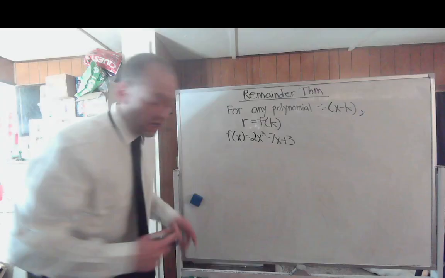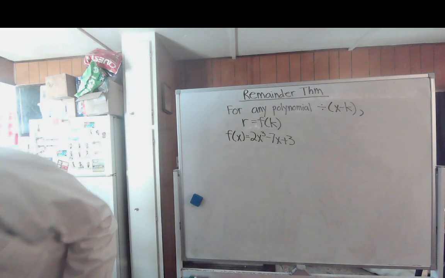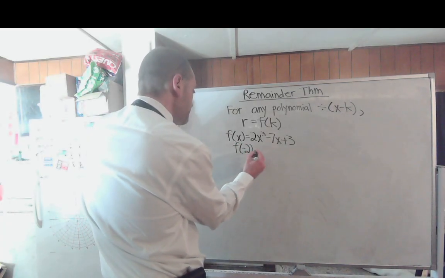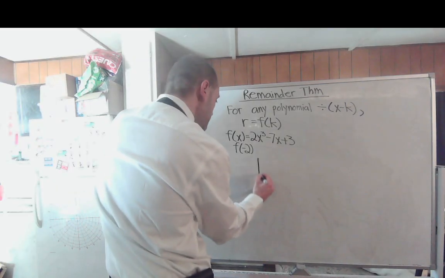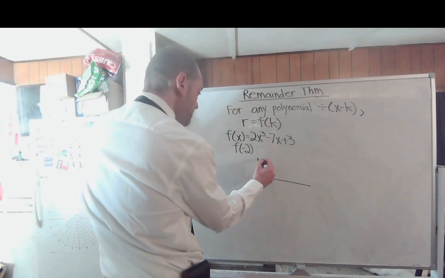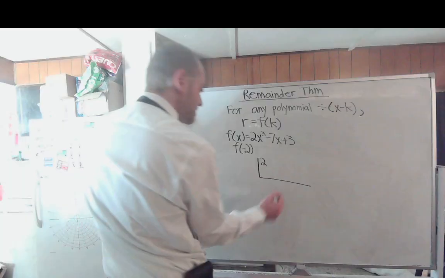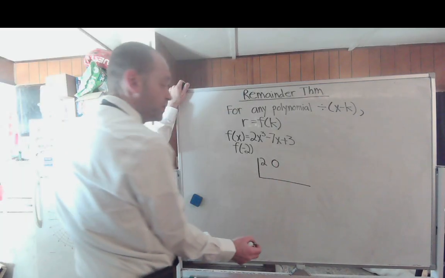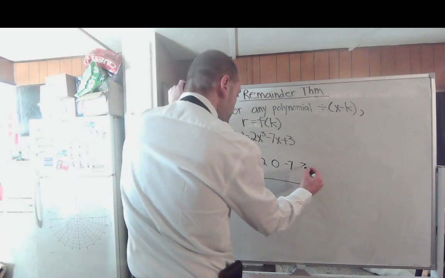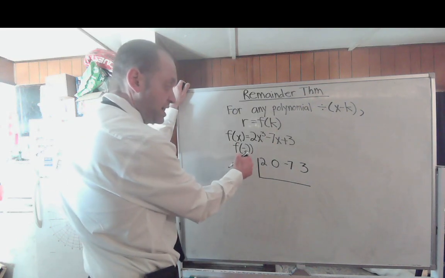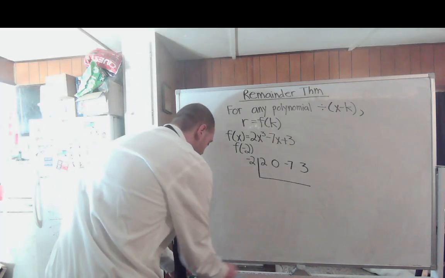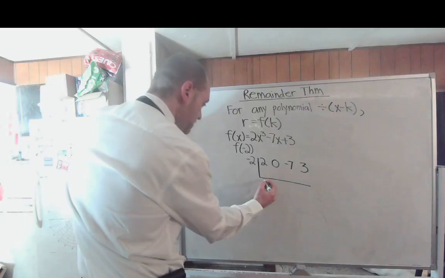So let's keep with that polynomial. Let's do f of negative 2. So this time, set up your synthetic division again. The coefficient on x to the third is 2. I don't have an x squared term, so that's a 0 coefficient. x to the first is -7, and my constant term is 3. We're dividing by -2, since we're trying to find f of -2. Now go ahead, bring down your 2 from above.